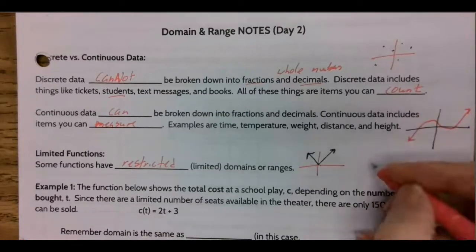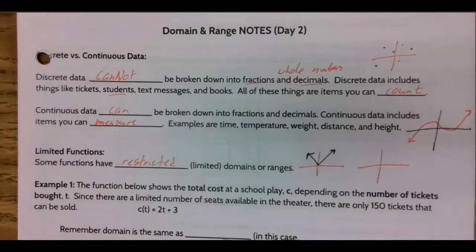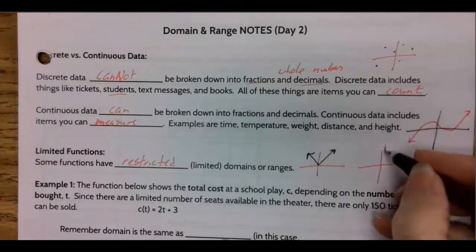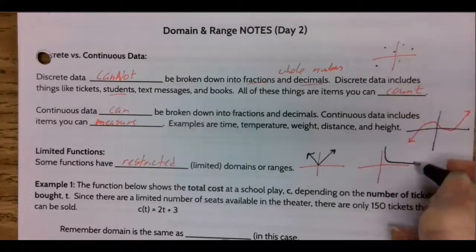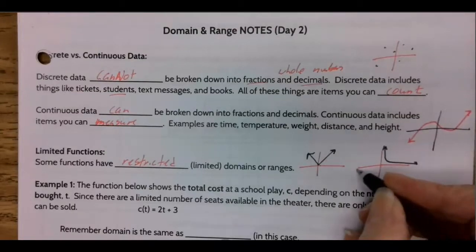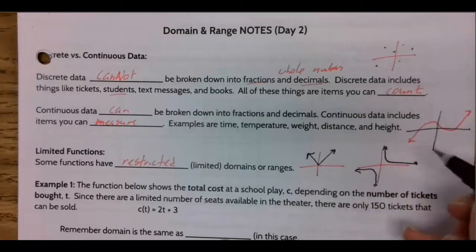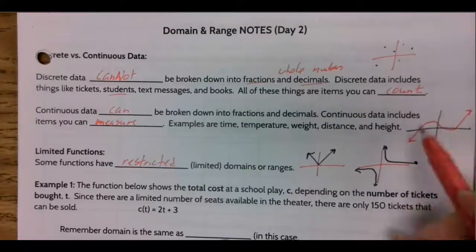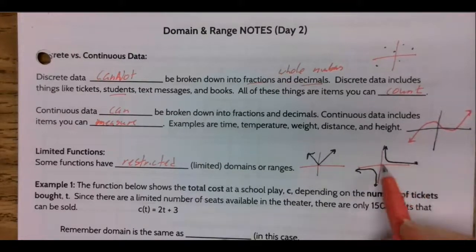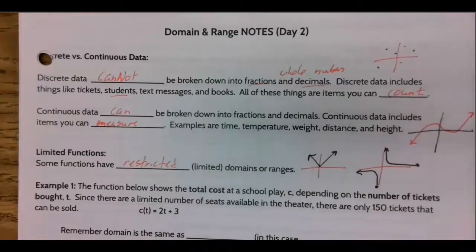A better example would be what's called a hyperbola, where it comes down and it goes along. It never touches the axis. We'll see one of these. See how it goes along? It never touches the x or the y axis. And so this is what's called a limited function. It's limited because it will never hit 0 from any place. Okay? So those are just some examples of them, and we'll talk some more about them.